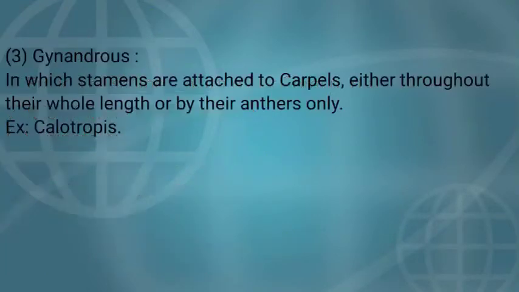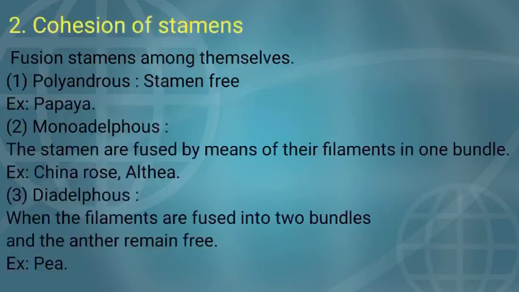The last type is gynandrous condition. In this condition, stamens are attached to carpels, either throughout their whole length or by their anthers only. Example, the plant Calotropis. The second aspect of classification of stamens is based on cohesion of stamens.